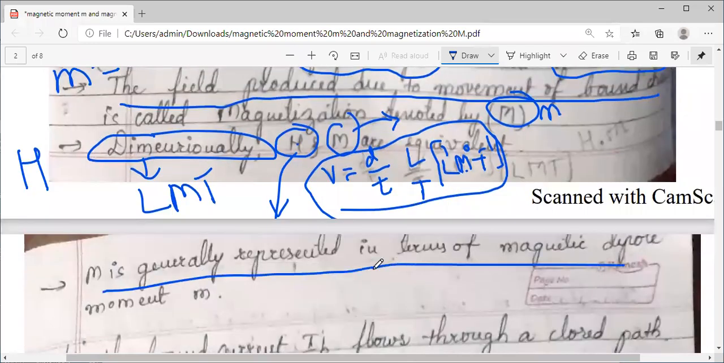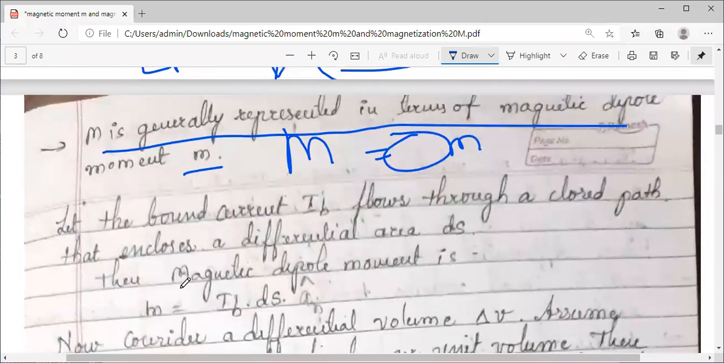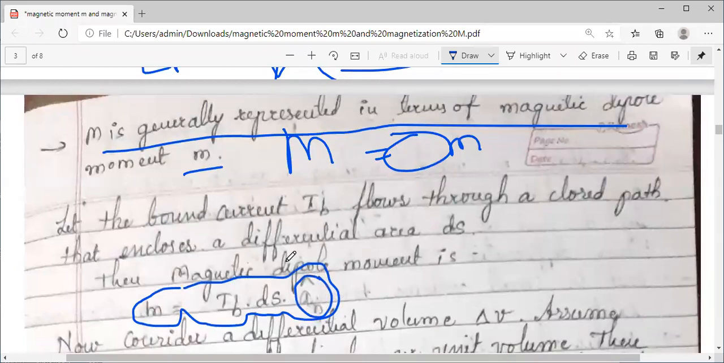M is generally represented in terms of small m. How can we express something like M as an equation? Okay, we don't know what it is yet, we will see. M is the magnetic dipole moment, which is IB into S in the unit vector direction, and this is perpendicular to the surface.